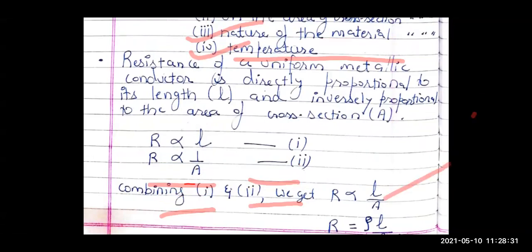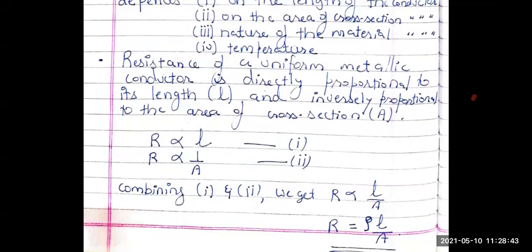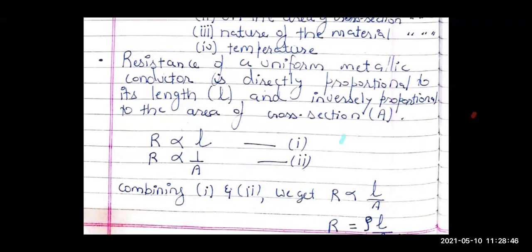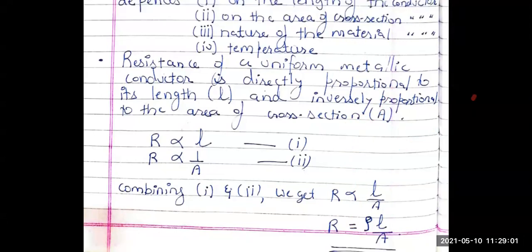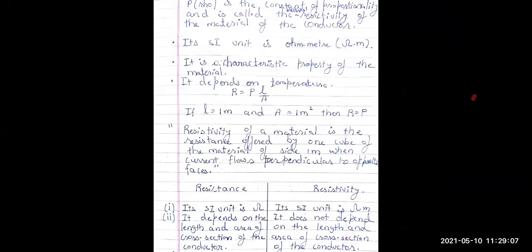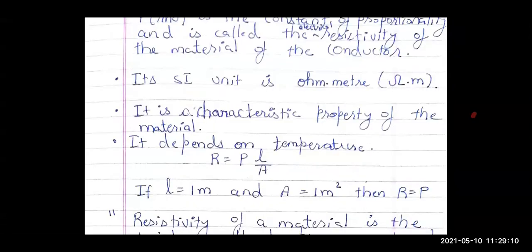Now we know when we remove the proportional sign and put an equal to sign, a constant will come. And here that constant is rho. That is known as resistivity. Either you can write it as rho or you can write it as P, right? This is the constant and its name is resistivity. Okay. So it is a constant rho, and its name is electrical resistivity of the material of the conductor. What will be its unit?